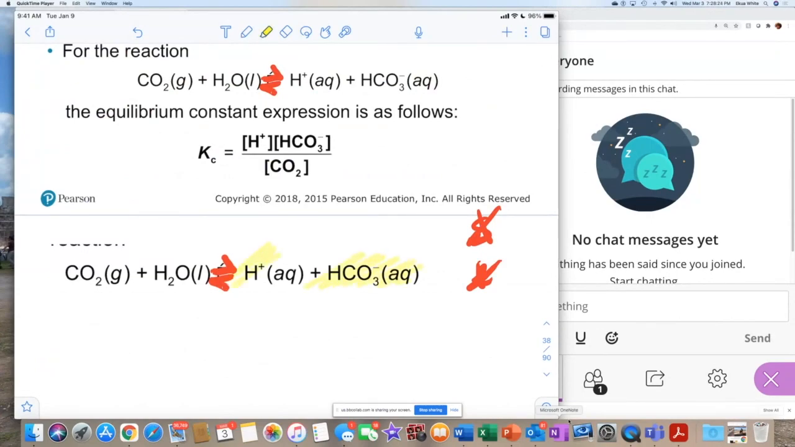This one here makes it. That one there makes it. This one here makes it. Gases make it. Liquids and solids don't make it.